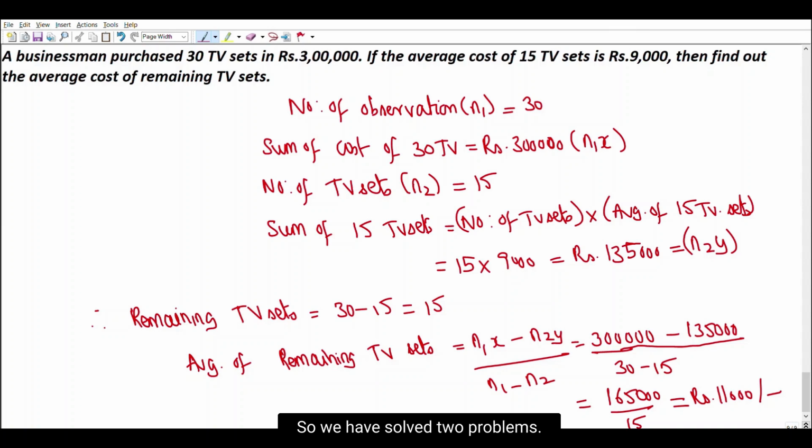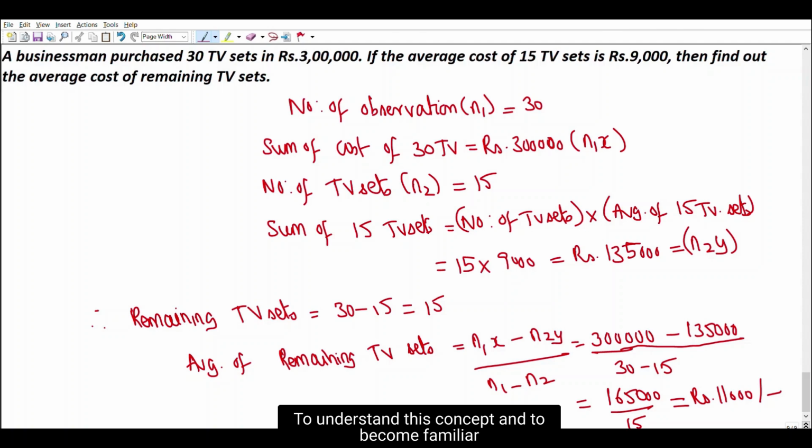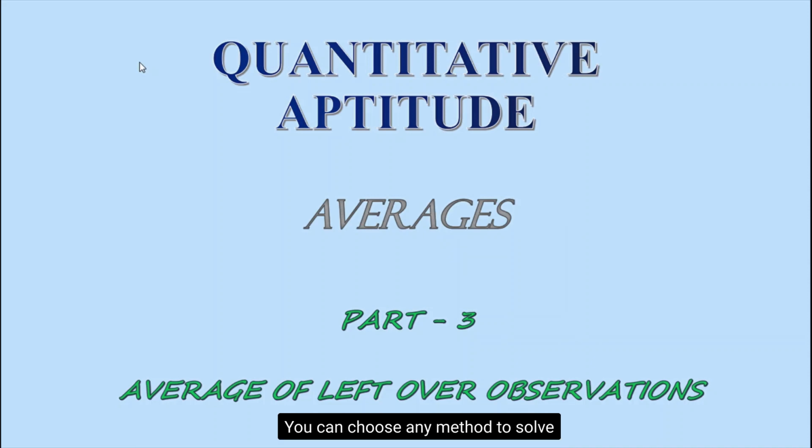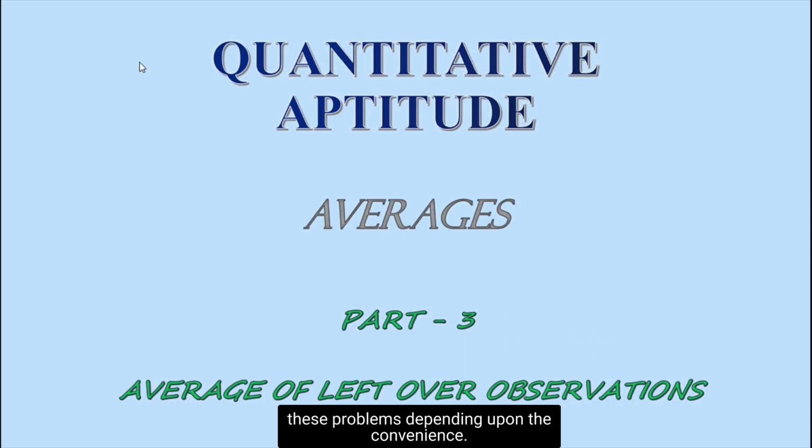So we have solved two problems to understand this concept and to become familiar. With these example sums, we have covered the basic concept of averages. In this video, we learned how to determine the average of leftover observations within a group. As usual, we solved one problem via the shortcut method and another problem via the traditional method. You can choose any method to solve these problems depending upon convenience. Therefore, I insist all the listeners practice solving more and more problems such that they can increase their speed while solving.